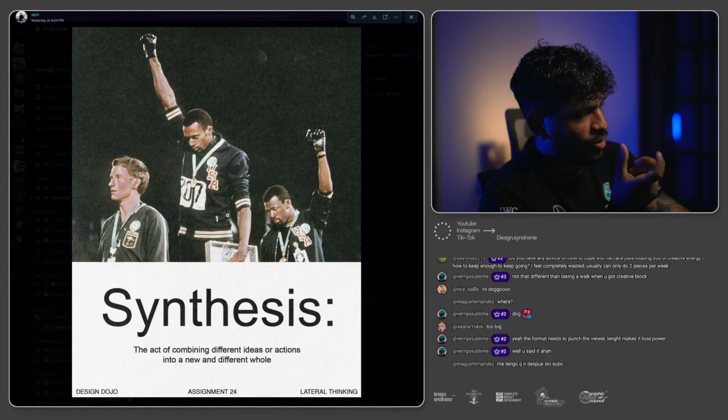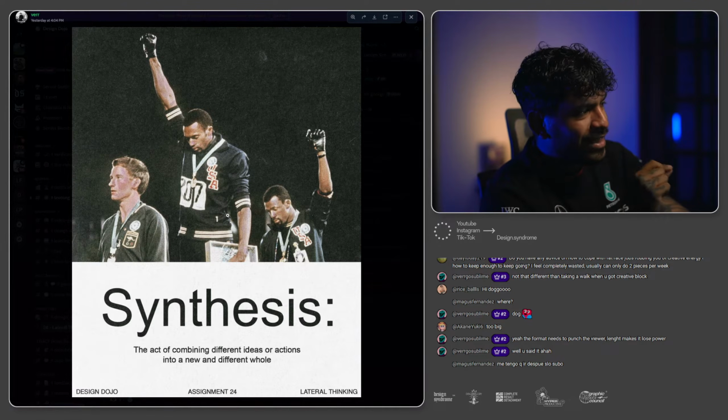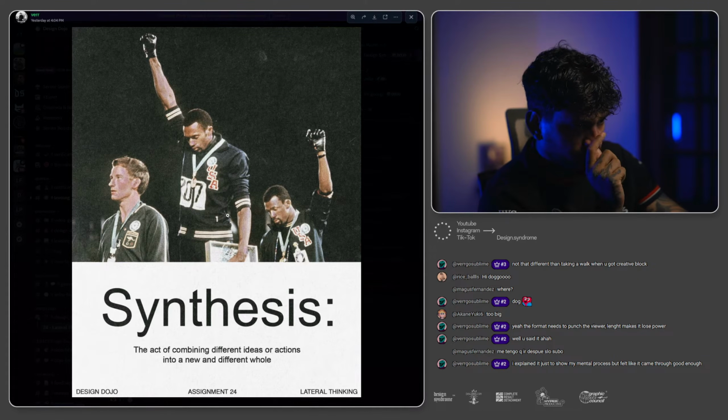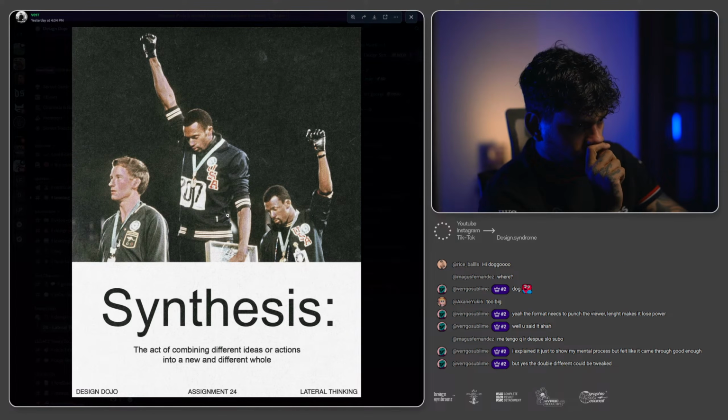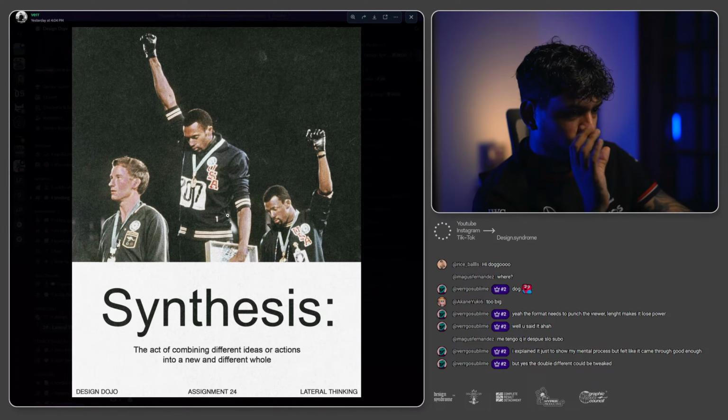Or you can have it the other way, like act by which old ideas create something new would also work, right? The double different could be tweaked. Yeah. This is the exercise. Play with the phrase. See if you can get it to be perfect, you know?